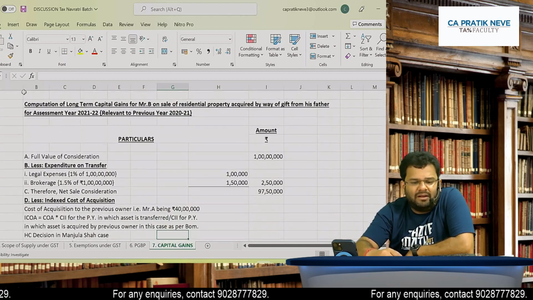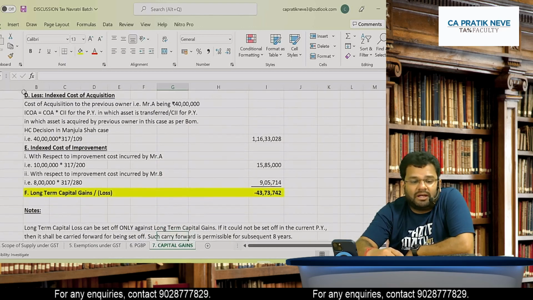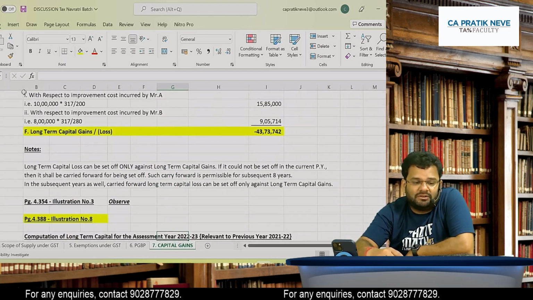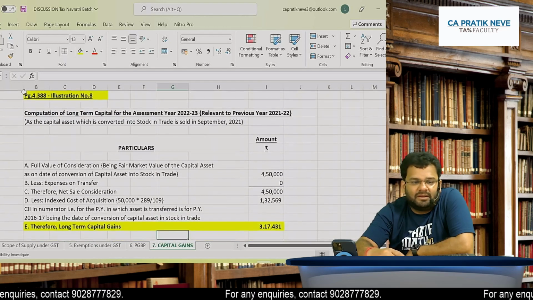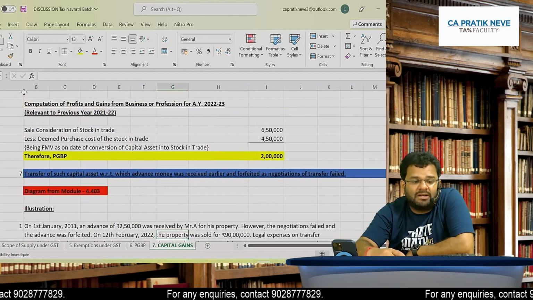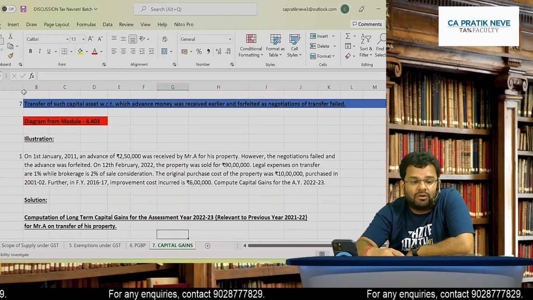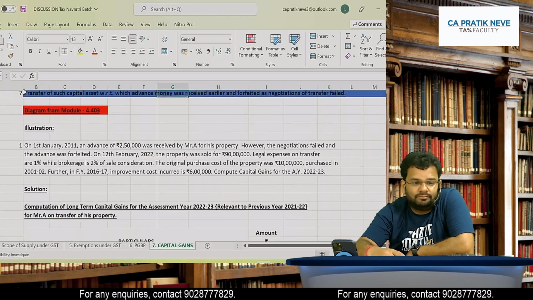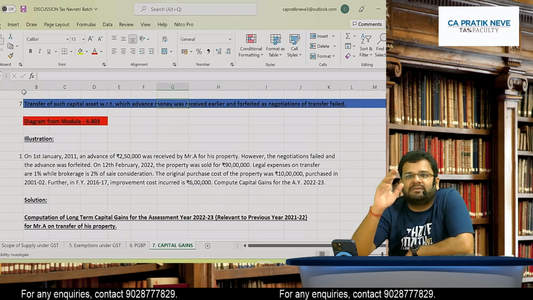Okay, and then you can state in the note that you have applied the Manjula Shah decision, and the institute will understand. In their module, they have given answers both ways: the Manjula Shah decision and also the normal way. Normal in the sense that you have to take the SSC.